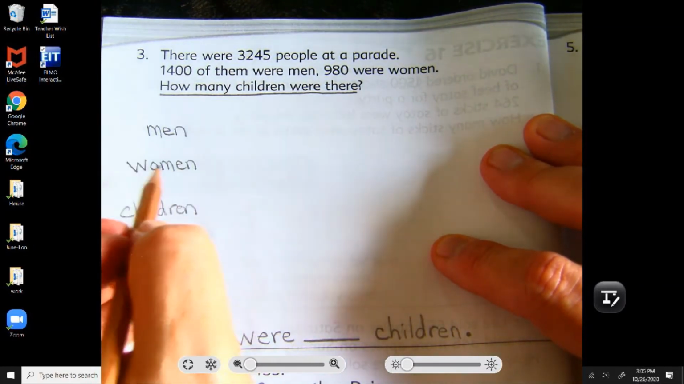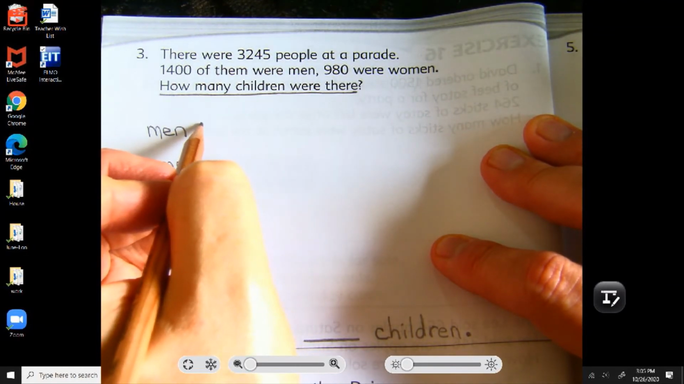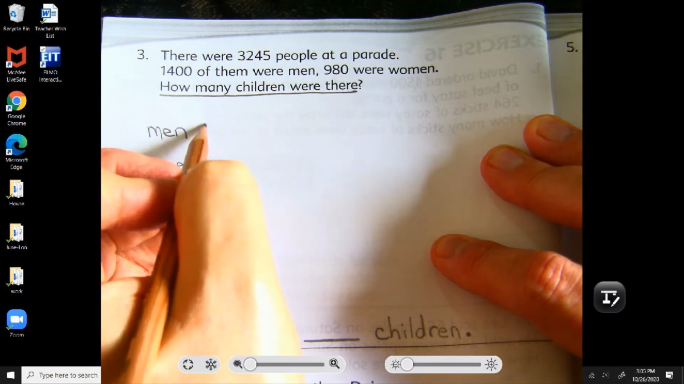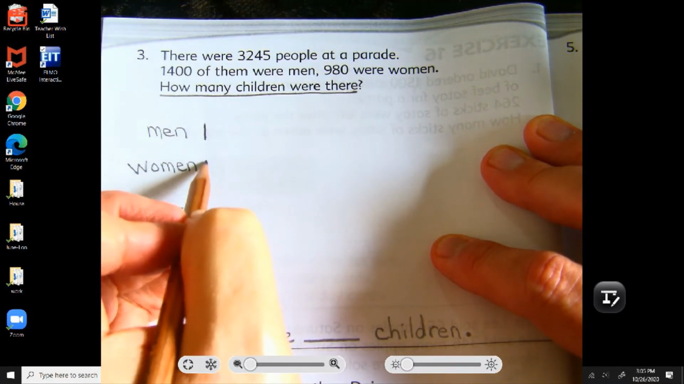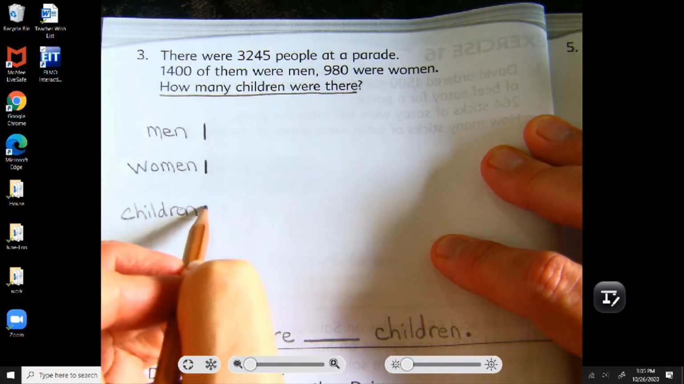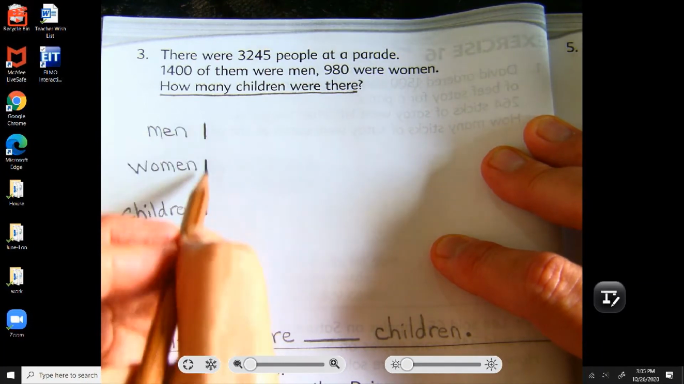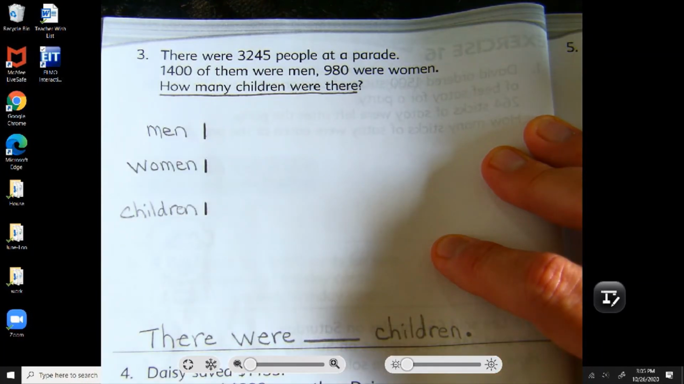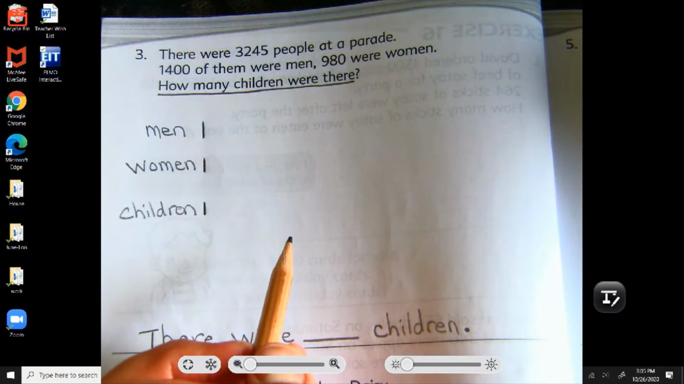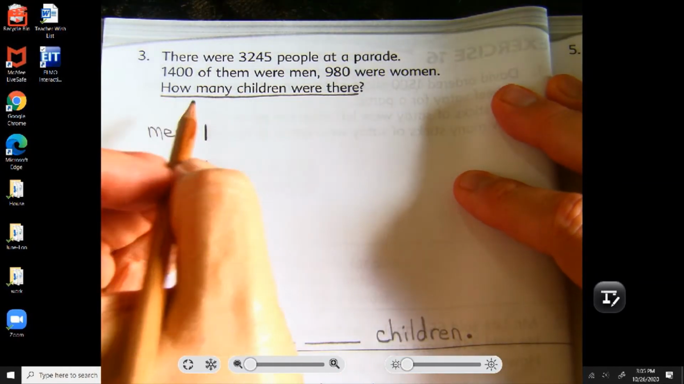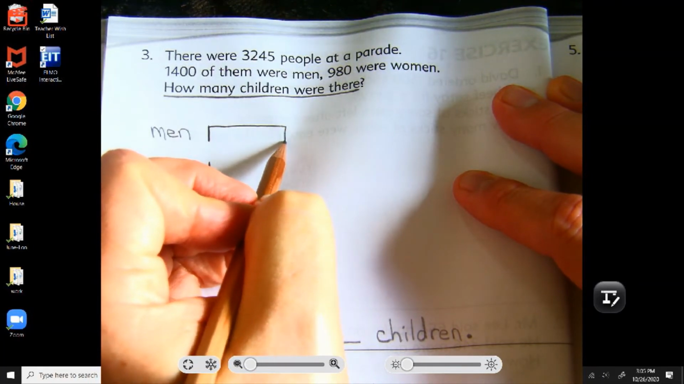Now, when we make the unit bar for each of these, we want to make sure we're starting in about the same spot. So if I'm starting the men's unit bar here, I want to also start the women's unit bar here and the children's unit bar here, right? They should start at about the same spot. Now, they're not going to end at the same spot unless they're the same number, but we want them to begin at the same spot. So let's start with the unit bar for the men.